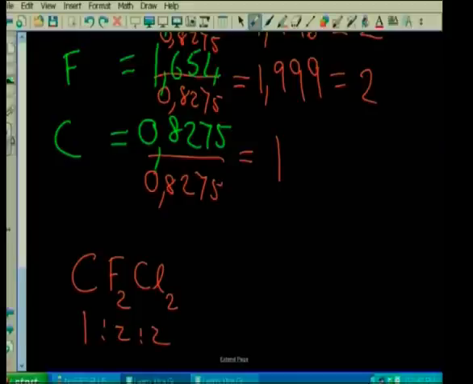That's an empirical formula. Now, if you look at it, you'll recognize that that could also be the molecular formula. It's a very simple chlorofluorocarbon. Carbon has 4 bonds, so we can have 2 of those bonds being to fluorine and 2 of them to chlorine. So it does seem right.